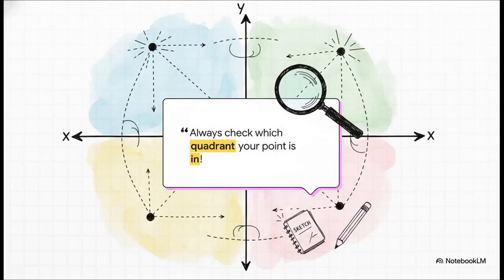Now hold on. Before we go any further, I need you to burn this next piece of advice into your brain. It is the single most important tip in this whole explainer. You have to know which quadrant your point is in. Why? Because your calculator, bless its heart, can sometimes lie to you, or at least not tell you the whole story. Seriously, a quick sketch is your best friend here.